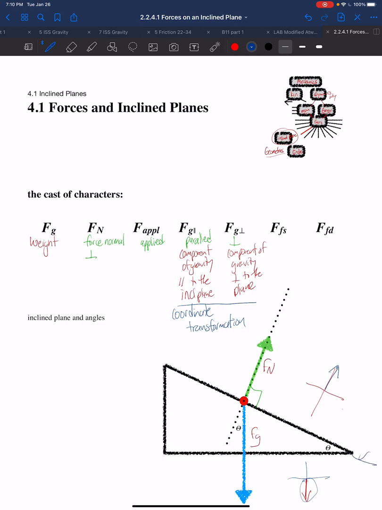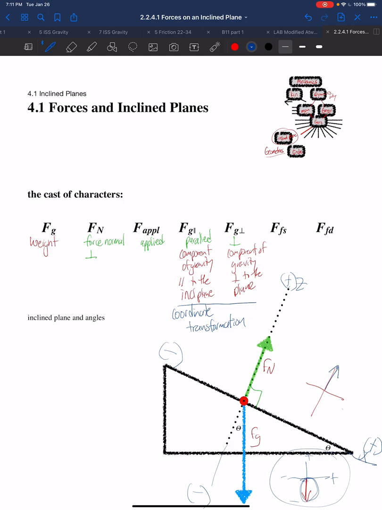So if this is an x-axis, and this is the positive direction, and that's the negative direction. And this is the z-axis, and this is positive, and this is negative. As opposed to positive, positive, negative, negative. And so what we're doing is transforming gravity that's in one coordinate plane to another coordinate system, coordinate transformation. So those are the first 5 characters in this play.